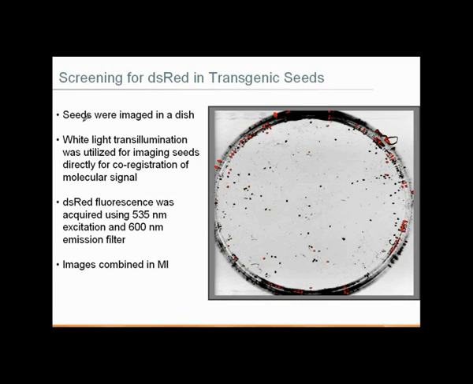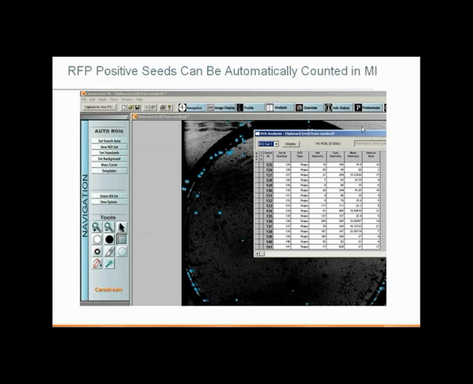So you put the seeds in the dish, place that dish on the platen. First, collect your white light illumination image, then collect a fluorescence image exciting at 535 and emitting at 600, and then these can be directly co-registered and overlaid in molecular imaging software that comes standard with the system. Not only can you count these quite easily by visual inspection, you can utilize the MI software to automatically find areas of peak intensity for you and count the number of transgenic seeds.